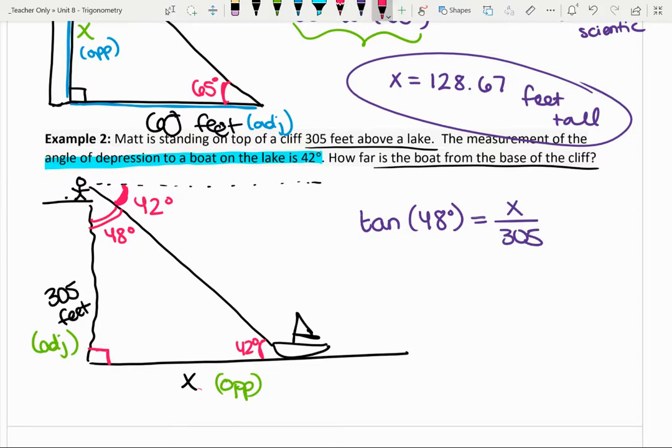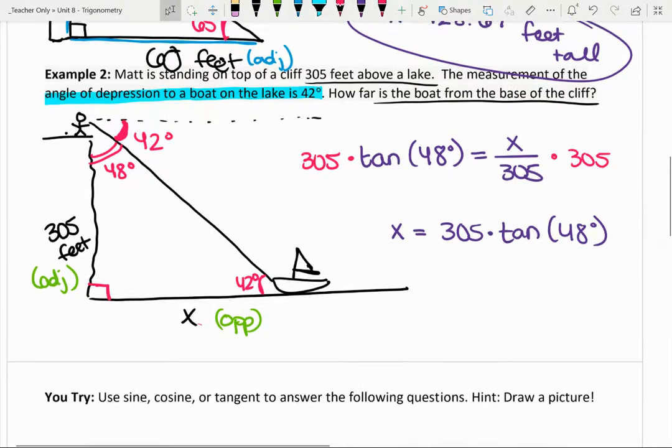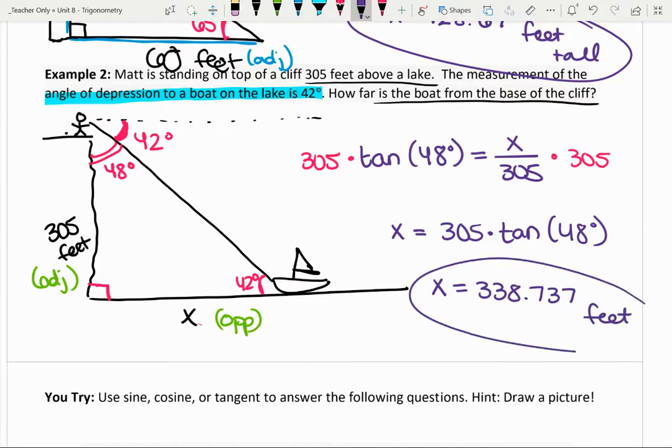So once again, I'm trying to isolate x. This time I'm going to multiply by 305. And so I'll get that x is equal to 305 times the tangent of 48 degrees. And again, using my appropriate calculator in degree mode, I'll get x is approximately 338.737 feet. So that would be the distance of the boat from the base of the cliff.